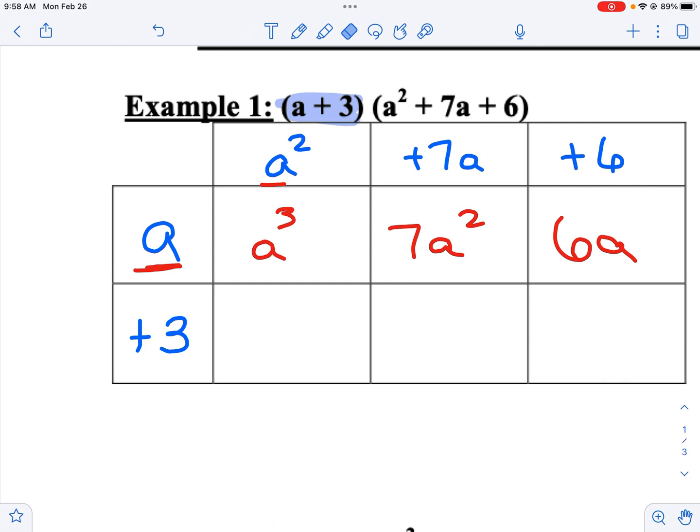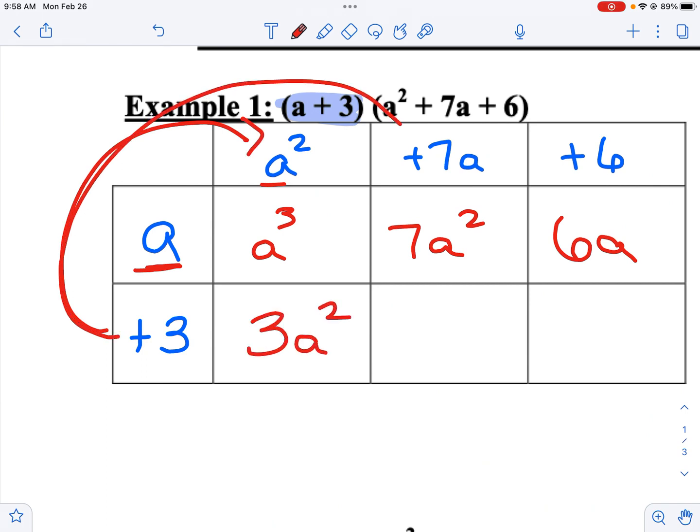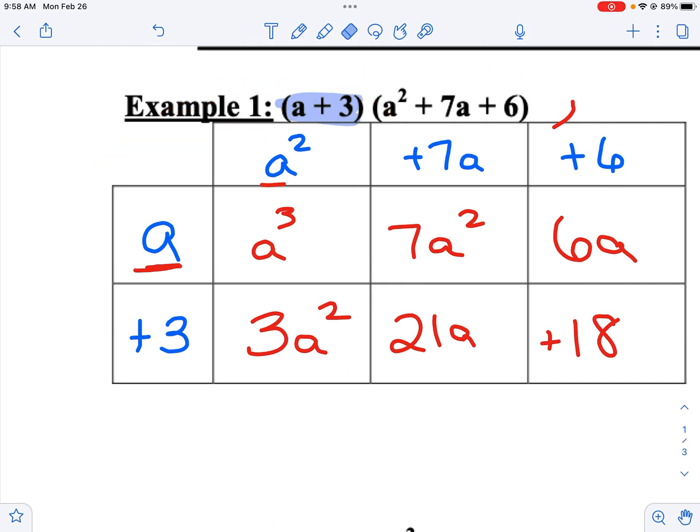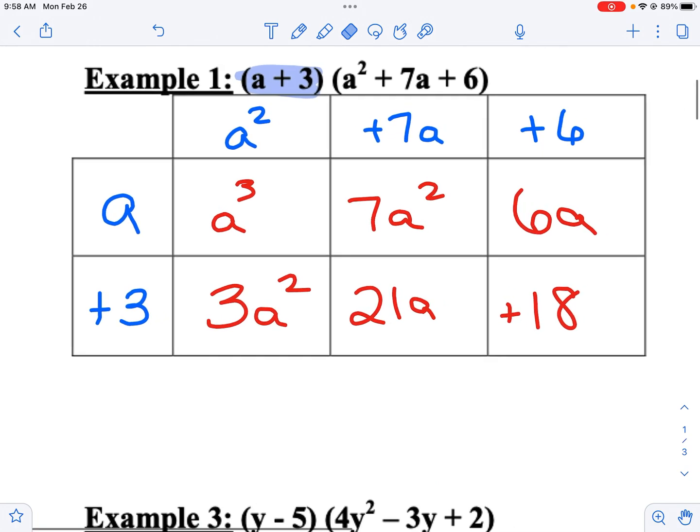Now we're going to do the bottom row, which would be the 3's. So let's go ahead and do 3 times a, and then 3 times 7, which would be 21a, and a times a would be a plain a squared. And then the last one, which would be 3 times 6, which would be 18. And again, if I needed to say it, it would be positive. So let me go ahead and erase these arrows because I don't need them anymore, and we'll go ahead and record the answer.